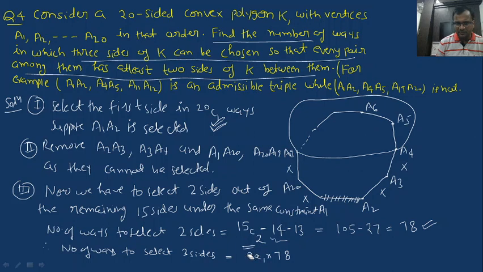That is 20 into 78. But look at this counting. Actually, we have done this job in two separate parts. What I have done is we select the initial side in 20 ways, and then we select the remaining two sides. Okay, and this job is not handled in a single stroke, so there is a chance of repetition. I want to tell you about the repetition in the next slide.